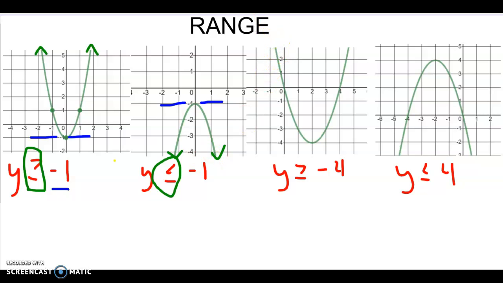Here I can see my quadratic is pointing up. So it is y is greater than or equal to. Here my quadratic is pointing down. So it is y is less than or equal to. To figure out what number, you just see where your hump goes on the y-axis. So my hump goes all the way to -4. So it's -4 here. My hump goes all the way up to +4. So I write +4.